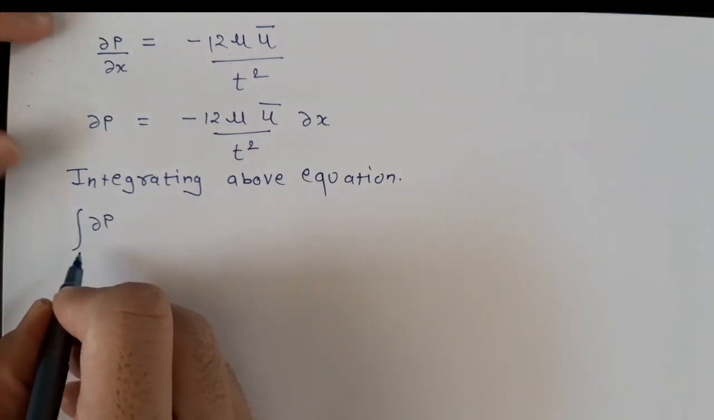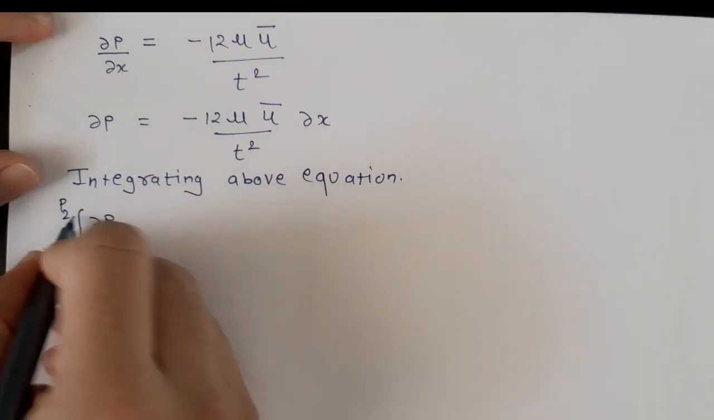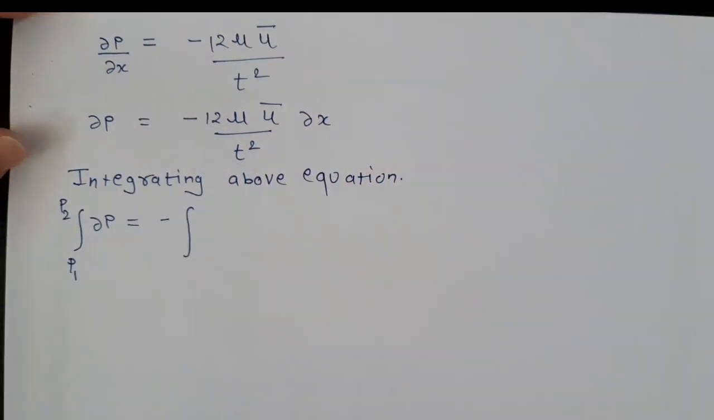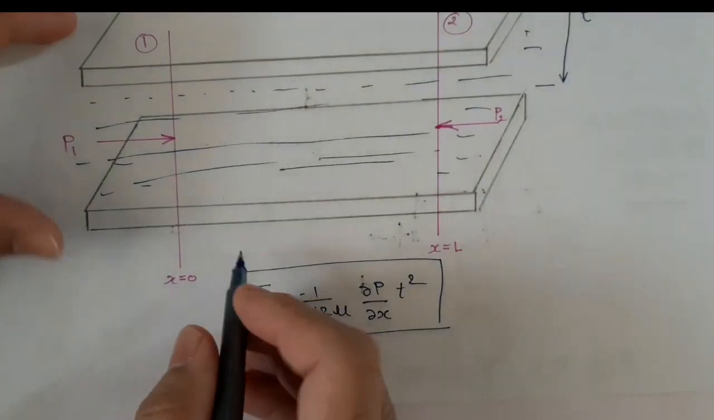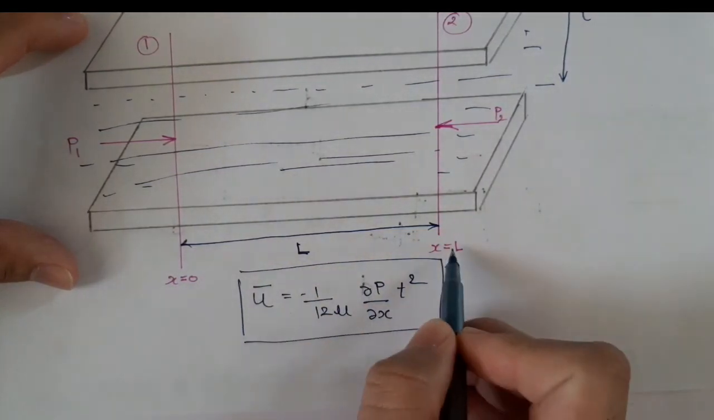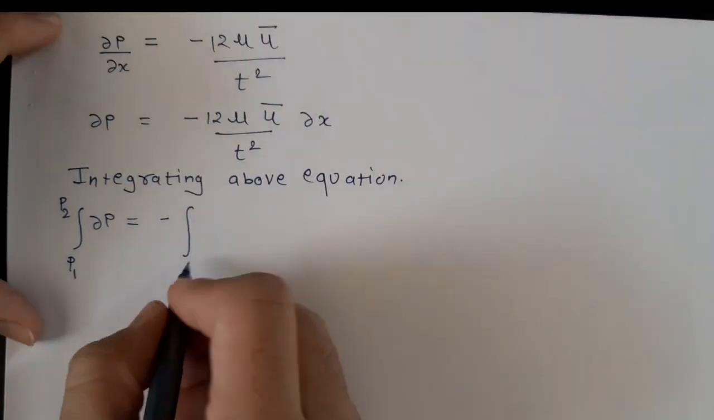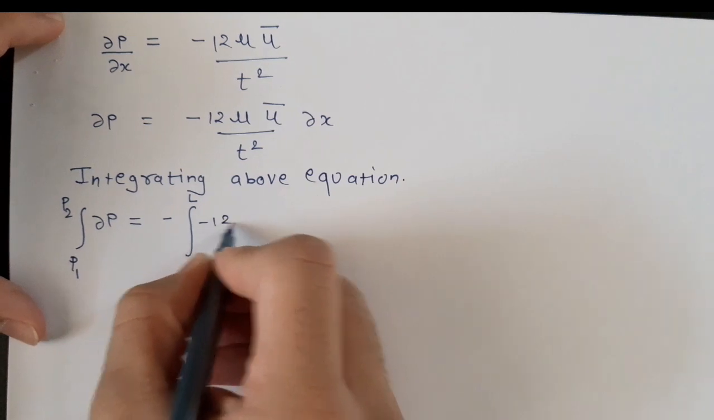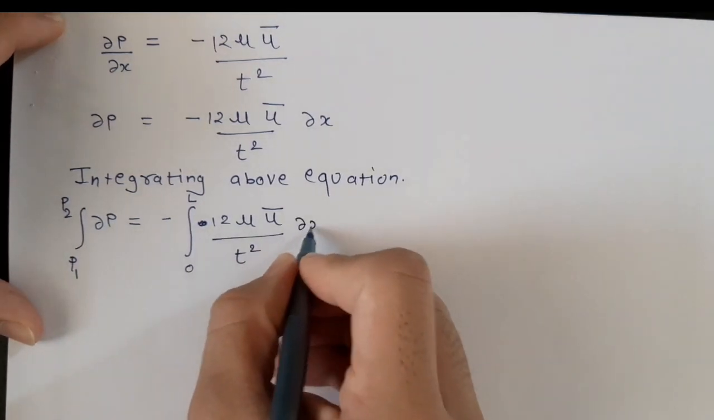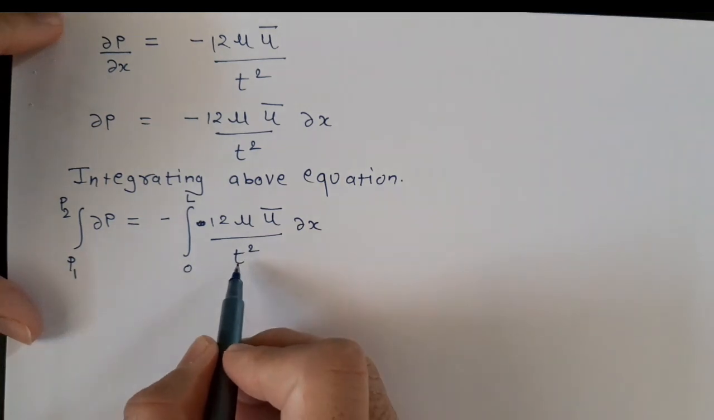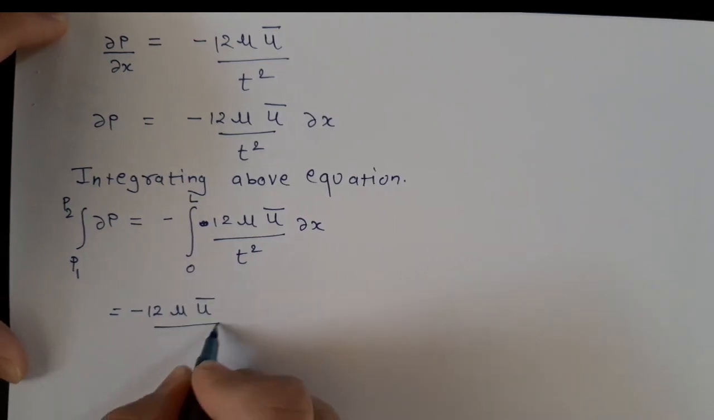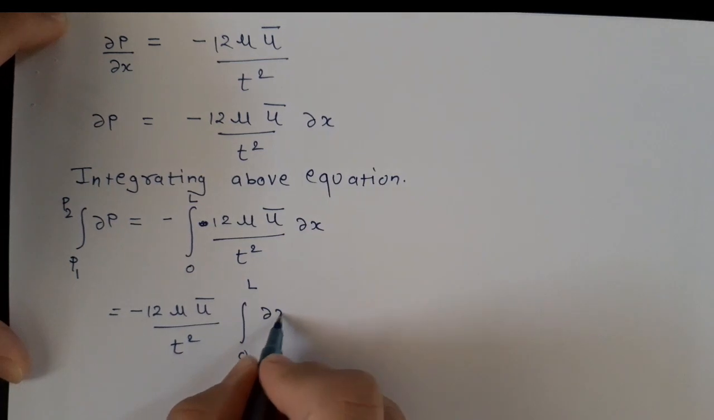What will be the limits of integration? It will be from P1 to P2, and here the variable is del x, so the integration will be from x equals 0 to x equals L, because the distance between these two sections is capital L. We know that 12 mu u bar upon t square is constant, so taking it out of the integration: minus 12 mu u bar upon t square, integral from 0 to L of del x.